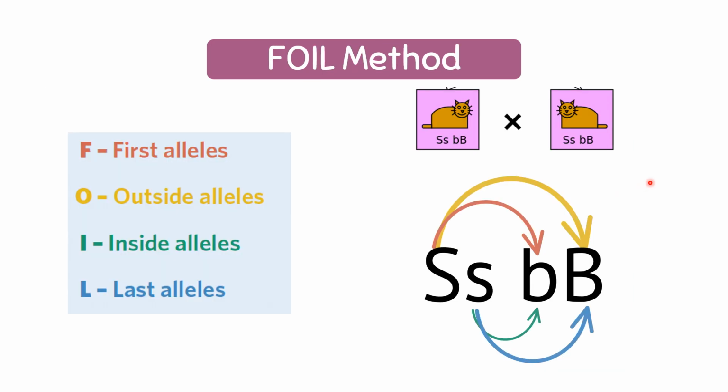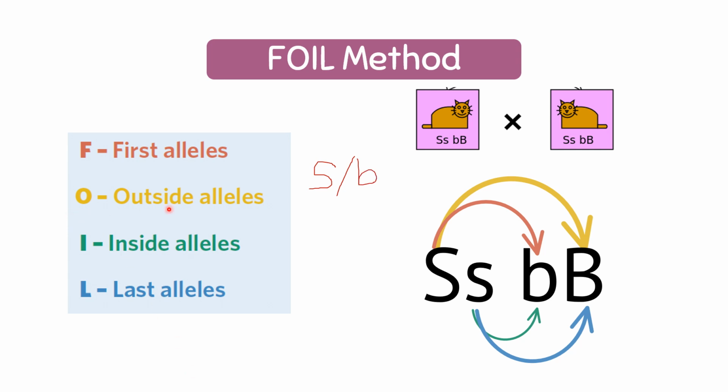In order to figure out how you fill out that dihybrid cross, I want you to use the FOIL method. So you're going to take the first alleles and combine them. So the capital S with capital B. So you follow that red arrow around, and when you would write your first allele combination would be capital S with a lowercase b.